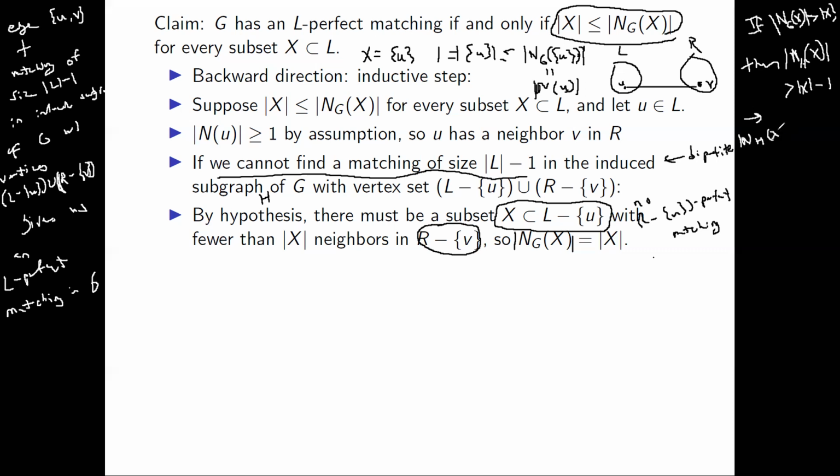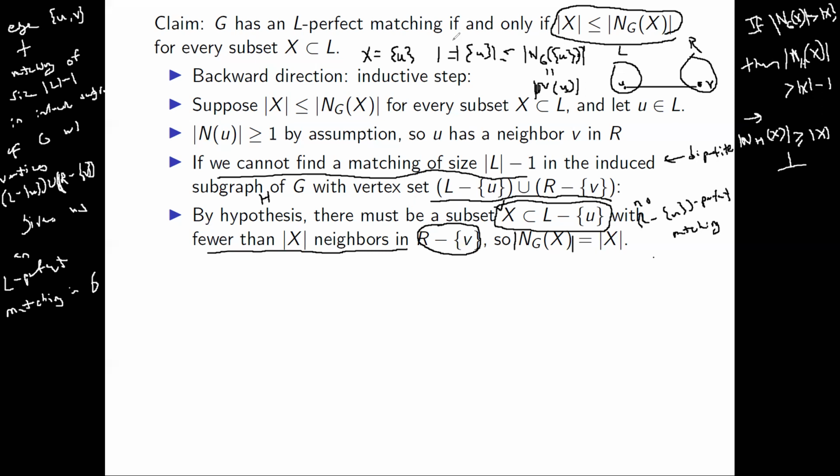Being greater than cardinality of X minus 1 implies that the cardinality of the neighborhood of X in H would be greater than or equal to cardinality of X. And we were assuming that was false, so that's a contradiction, because we assumed that this subset X had fewer than cardinality of X neighbors in R minus V. That's the same thing as fewer than cardinality of X neighbors in H, because H is this induced subgraph with vertex set L minus U union R minus V. And remember, this subset X can only have neighbors in R minus V, meaning neighbors in the induced subgraph H. They're not in L minus U, because our graph's bipartite.